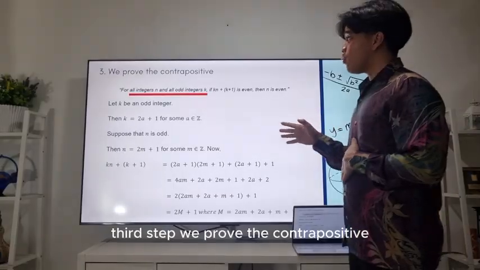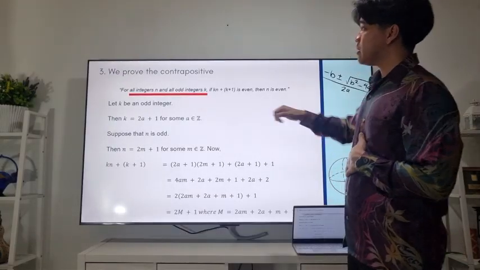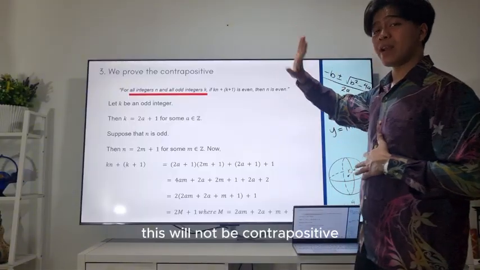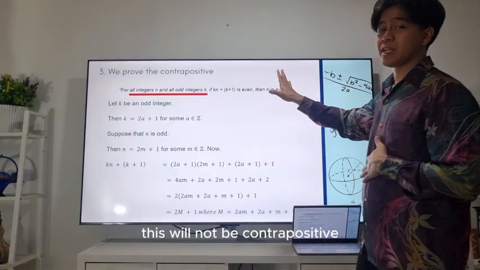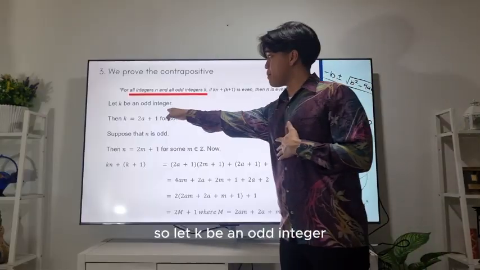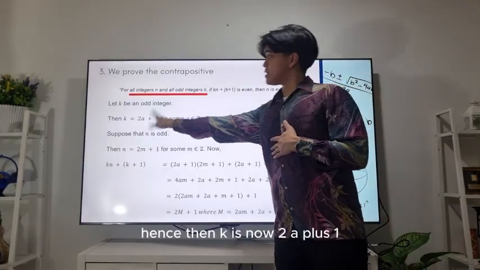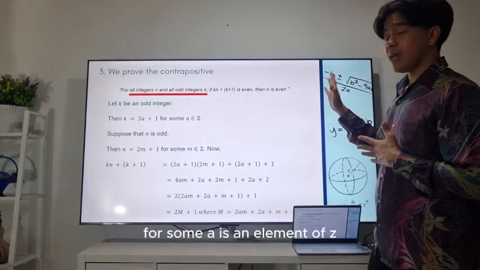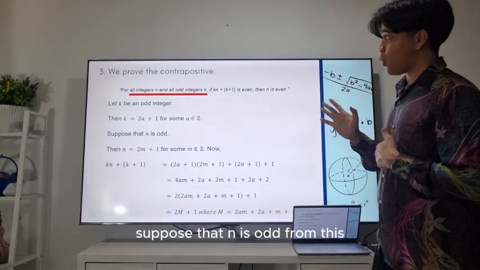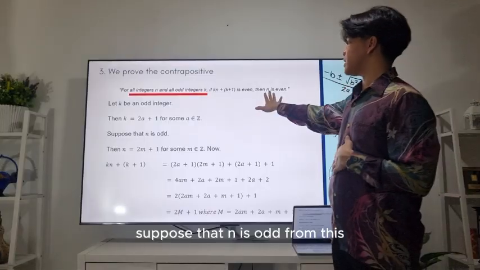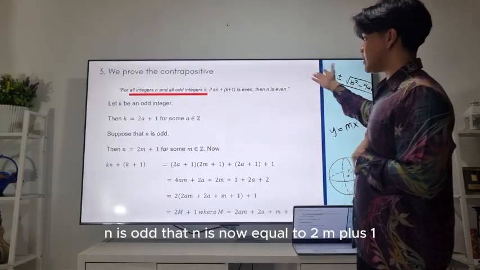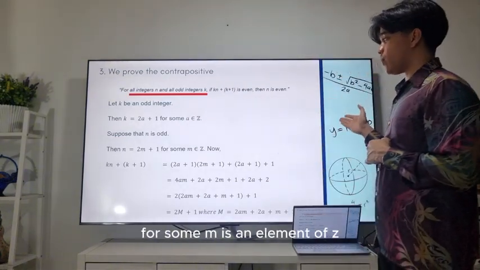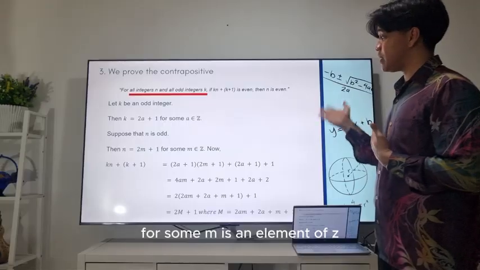Third step, we prove the contrapositive. Remember our universe, for all integers n and all odd integers k. This will not be contrapositive, it will still stay the same. So let k be an odd integer, hence k is 2a plus 1 for some a that is an element of Z. Suppose that n is odd, because we've contraposited it, then n is equal to 2m plus 1 for some m that is an element of Z.